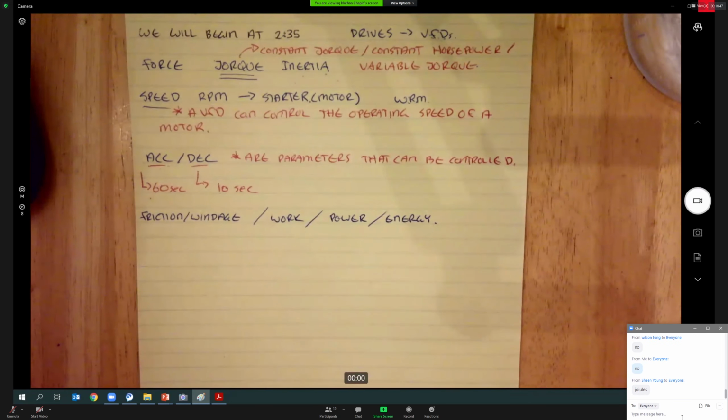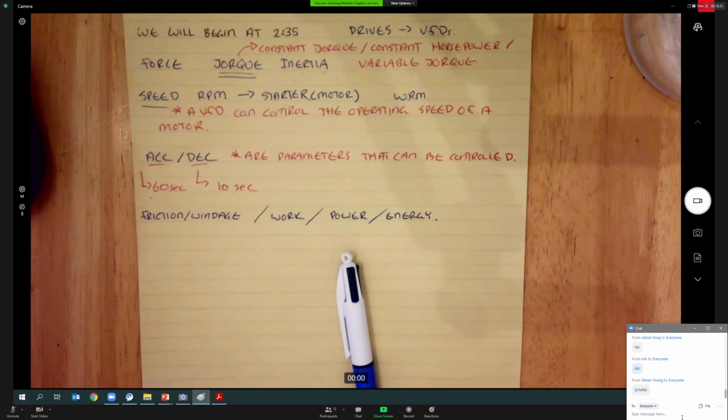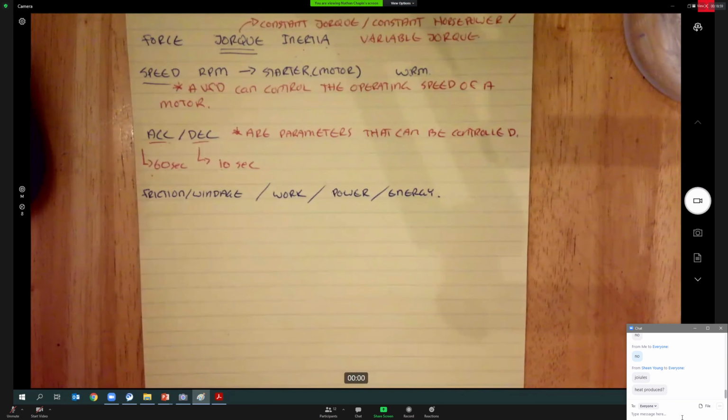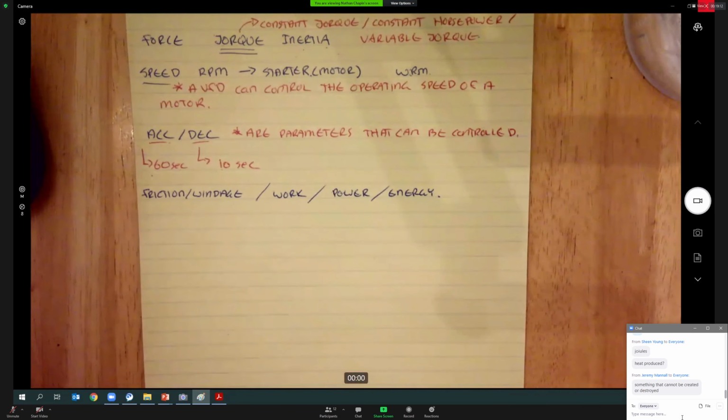Okay, so joules is a unit of energy. That's right, Sheen. Now, what is energy, though, in a definition of our context here? Anybody know? Energy is, not quite. I would say heat produced is going to fall more in here. There we go, Jeremy. There's a good fundamental answer. Something that cannot be created or destroyed. You know what? You are correct on that one.